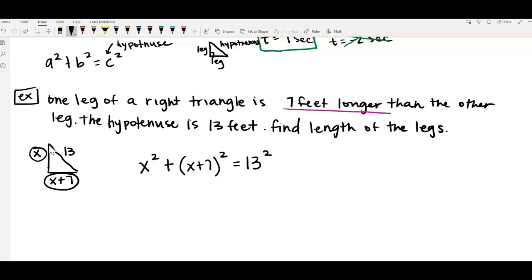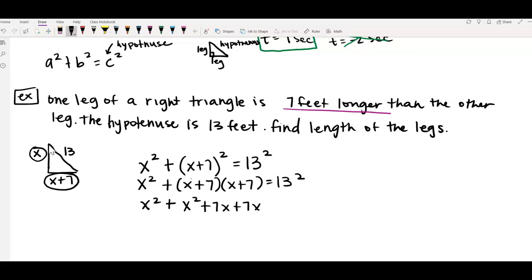We can just FOIL that second part out. So I'm going to write it like this. So I'll have (x plus 7) times (x plus 7). And when I multiply this out, I get x squared plus 7x plus 7x plus 49. And then 13 squared is 169.